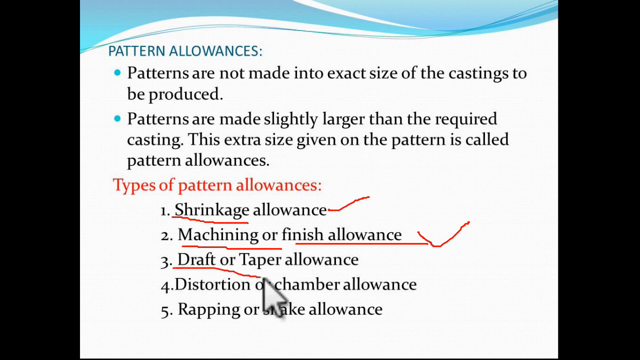And the third one is draft or taper allowance. This is required to avoid the taper, and we will see about this. The next one is distortion or camber allowance. And the last one is warping or shake allowance. This is completely different. This shake allowance is different from the four remaining pattern allowances. How? This shake allowance is called a negative allowance. So let's see one by one: what is shrinkage allowance, what is machining allowance, what is draft and taper allowance.